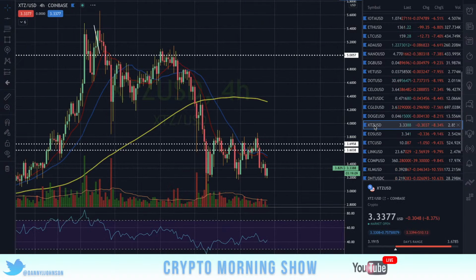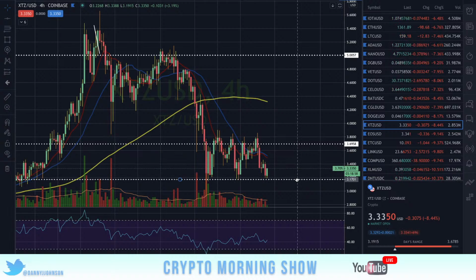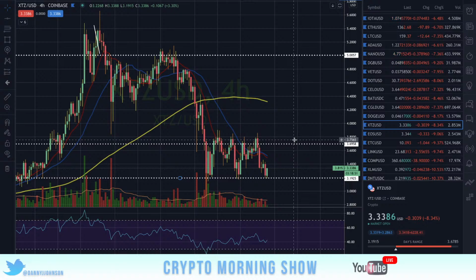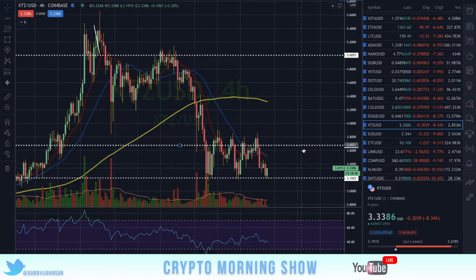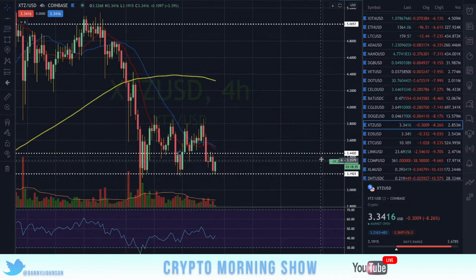Moving on to XTZ USD. Just like the others, we have tested several levels down here, but it looks like we're comfortable with 3.1920 USD. And got to get through right there. You see the doji there. Indecision sent us down below. 3.4420.